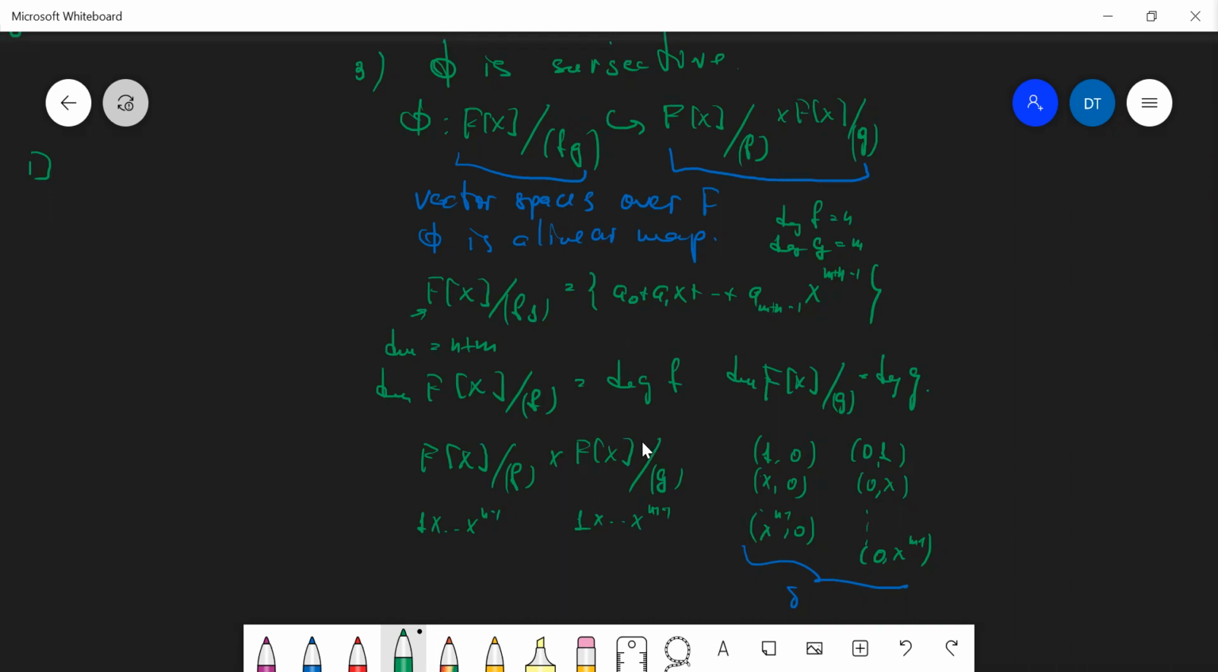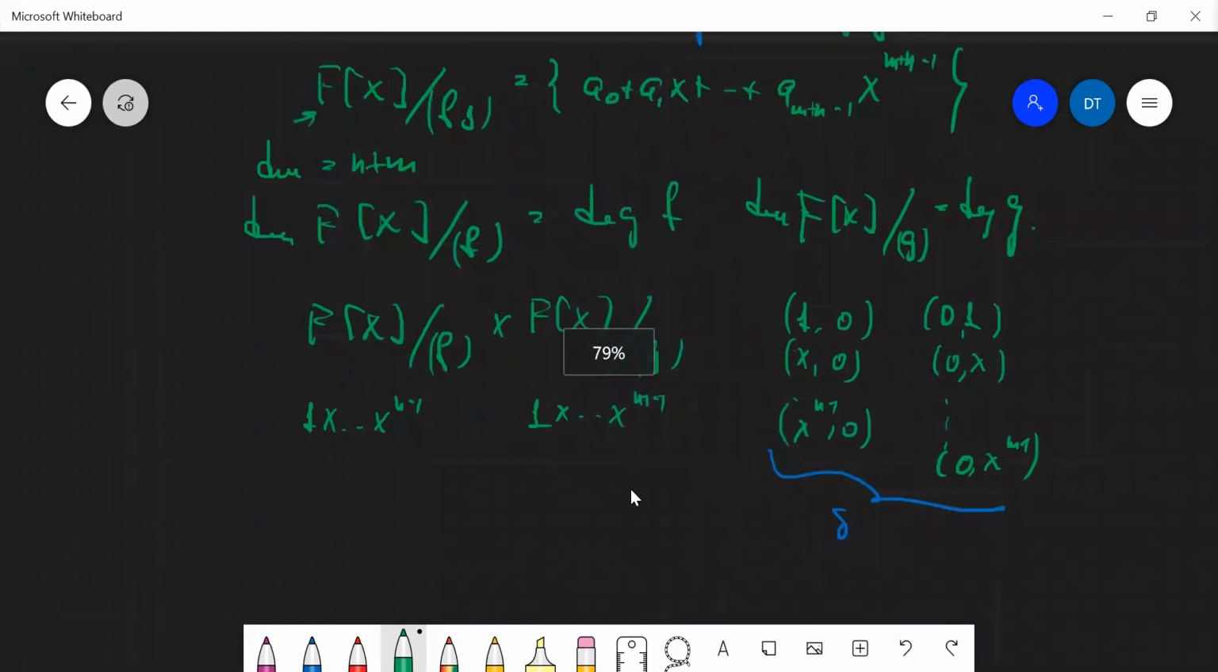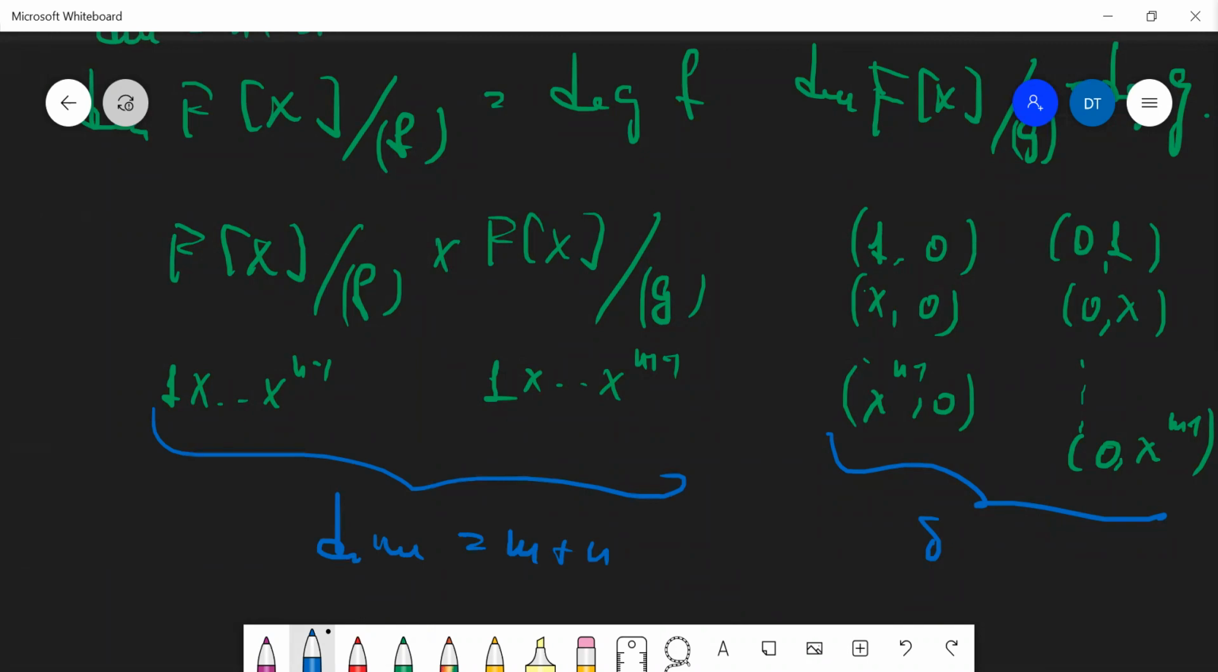And since the basis of this space is just the union of the bases, the dimension of this space is also m plus n. And as you can see, the left-hand side and the right-hand side both have the same dimension, and the map is injective, so it's automatically surjective. So the dimension here is also m plus n, and we're done.